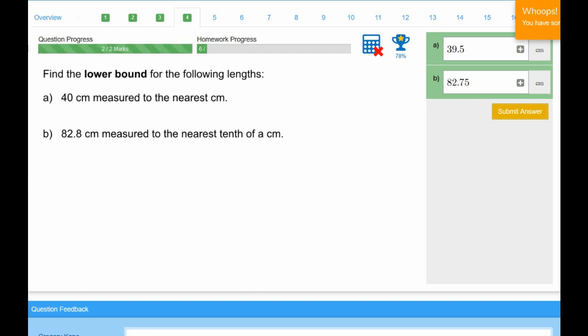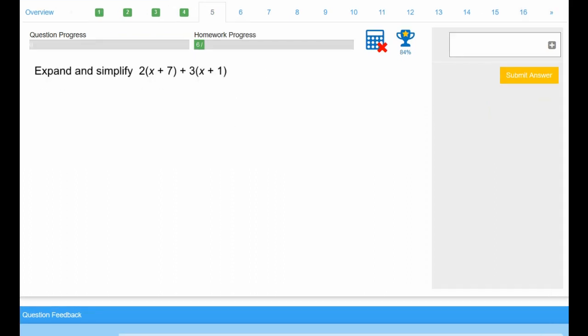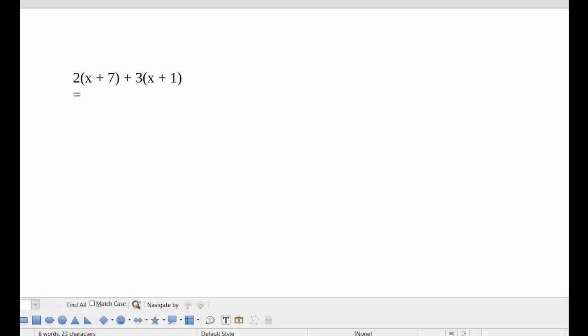And there we go. We're going to expand these two brackets. Let me write that out in full. So I can write that 2 lots of x plus 7 gives me 2x plus 2 times 7 is 14. 3 lots of x plus 1 gives me 3x. Need a plus there, don't I? And 3 times 1 is 3.